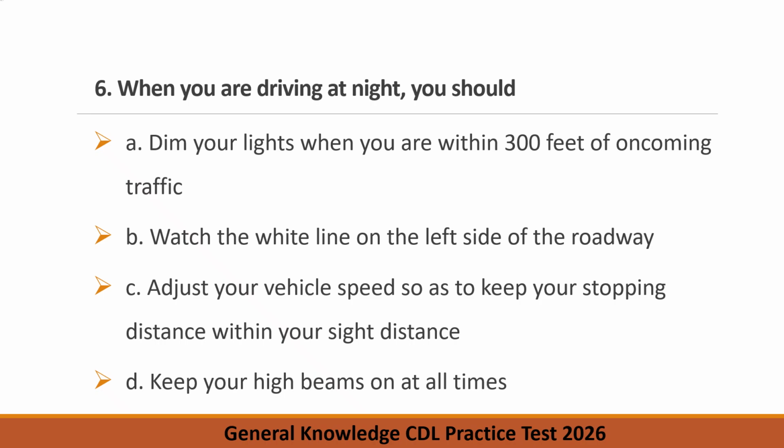6. When you are driving at night, you should A. Dim your lights when you are within 300 feet of oncoming traffic. B. Watch the white line on the left side of the roadway. C. Adjust your vehicle speed so as to keep your stopping distance within your sight distance. D. Keep your high beams on at all times.